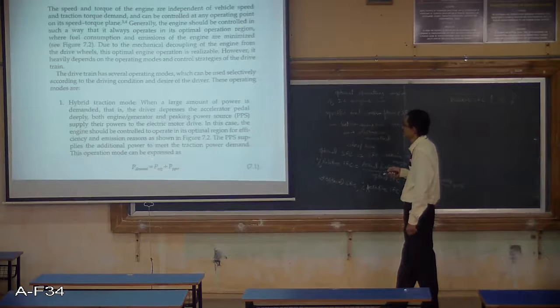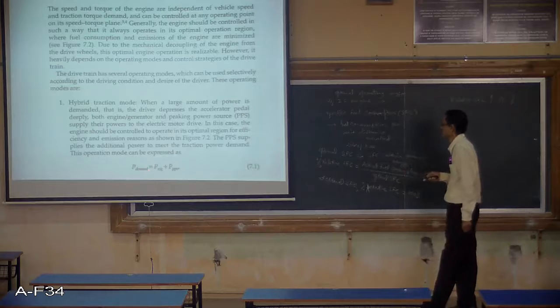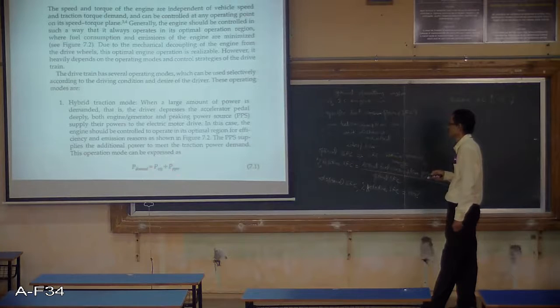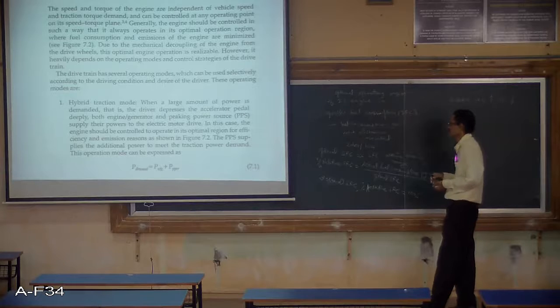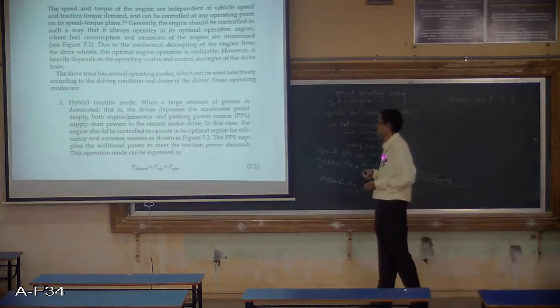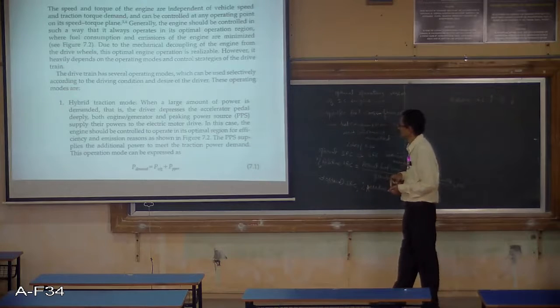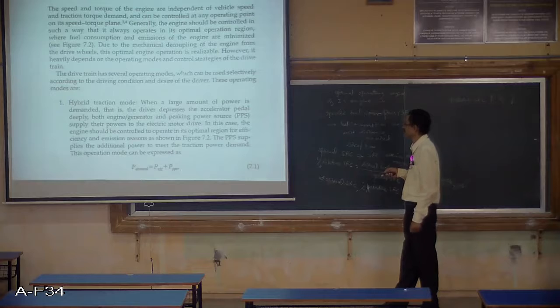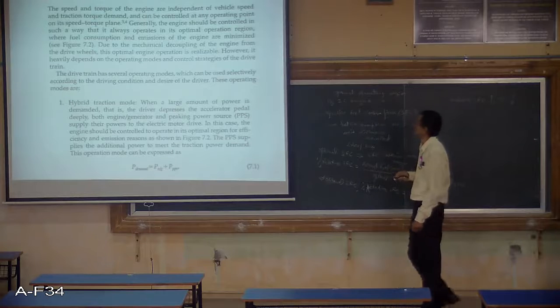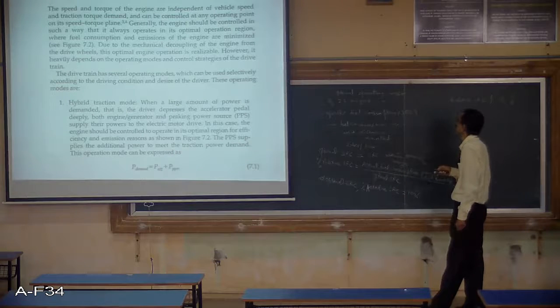So here this is how it is obtained. Now here what is done is, the demand power is met by the generated power plus the power due to PPS. So the PPS will always aid the generated power to meet the total demand power. So this is known as hybrid traction mode.